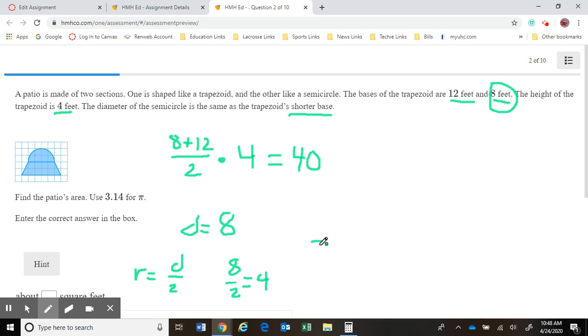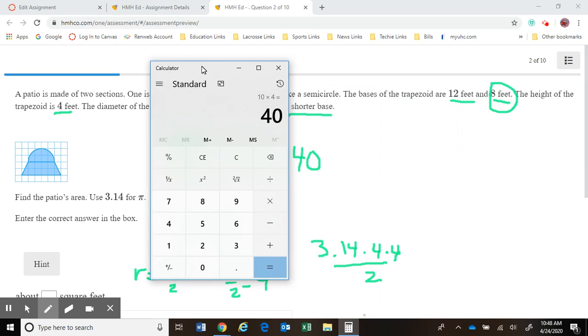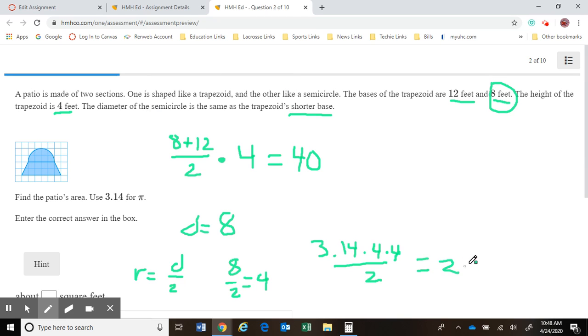So let's see. We're going to go 3.14 times 4 times 4. And then since it's a semicircle, we have to divide it by 2. So 3.14 times 4 times 4. That's if it were a whole circle, 50.24. Then divide it by 2. So I get 25.12 square feet. So I've got 40 and 25.12.